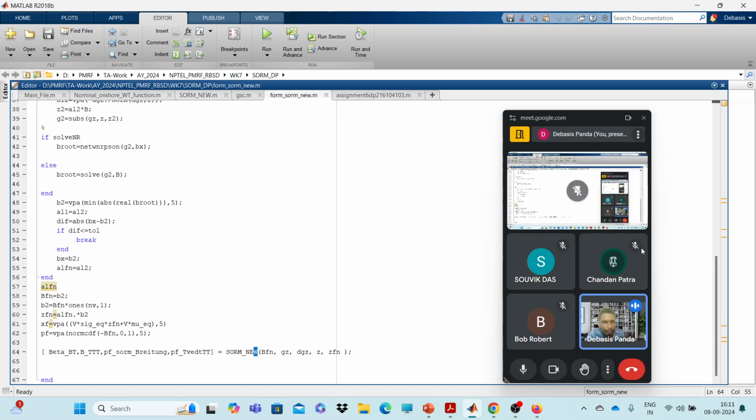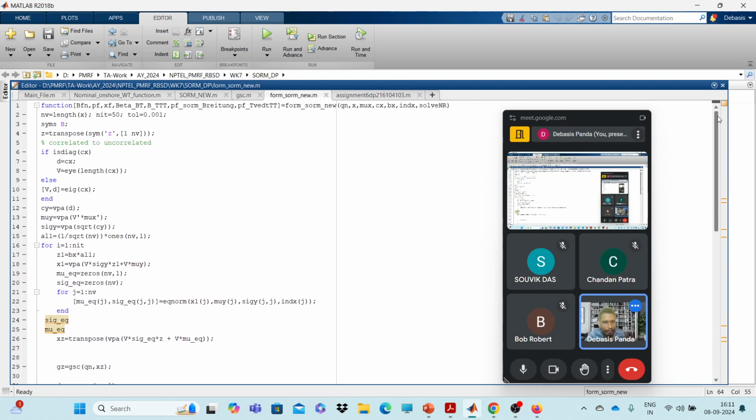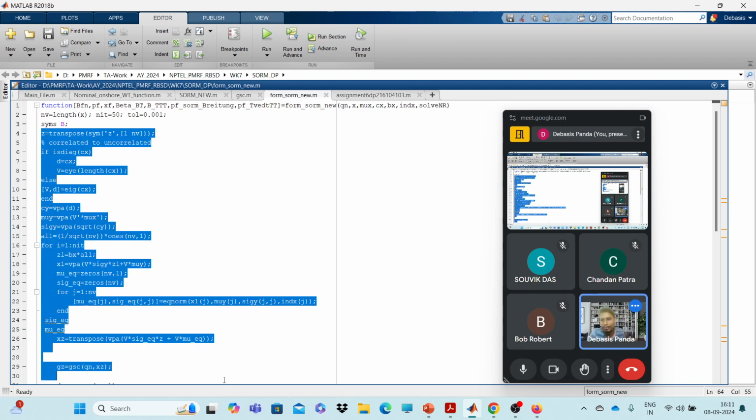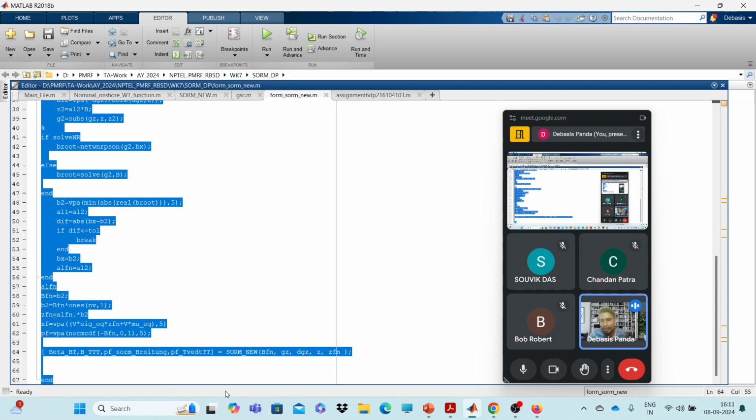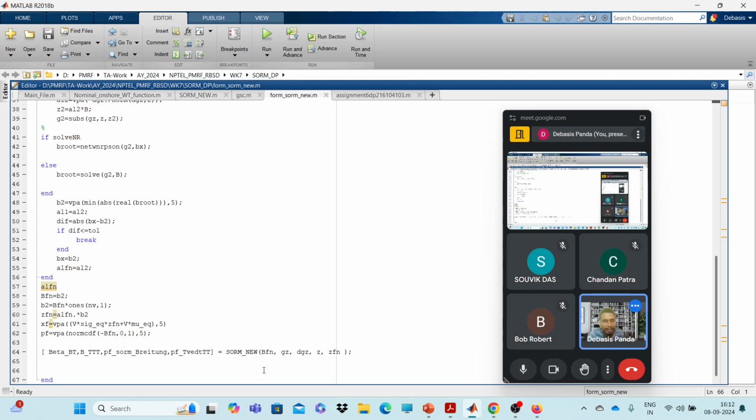Here is the FORM SORM new function file. What that function file does is give the final results. So first, within that function, it is calculating the first order reliability problem up to this point, right? Up to this we are getting the beta, first order reliability probability of failure, z value, and alpha values. Now once we have these values, I am calling the SORM function, which I have just discussed, the SORM using the Breitung model.